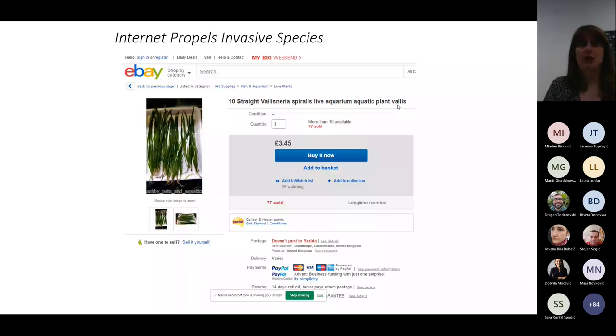But also, after this course, try to go on the internet and search for this species, Sagittaria subulata, which is considered invasive here, but also some other species. For example, try to find Elodea nuttallii, or any other, and you will see how easy it is to order and get it here. So the internet is the most frequent way of spreading invasive species everywhere.